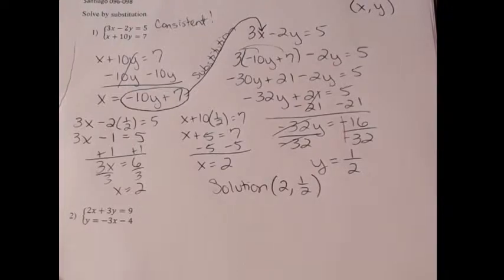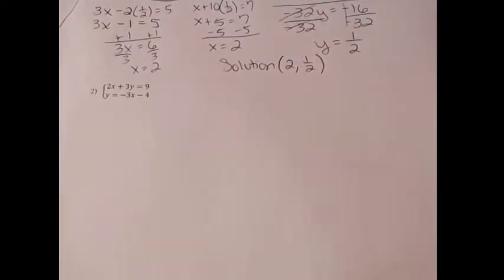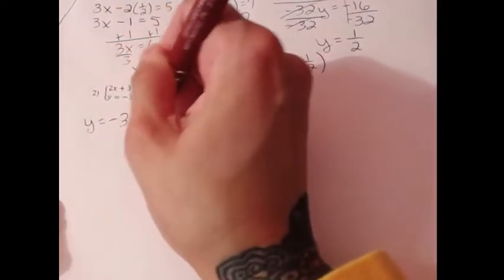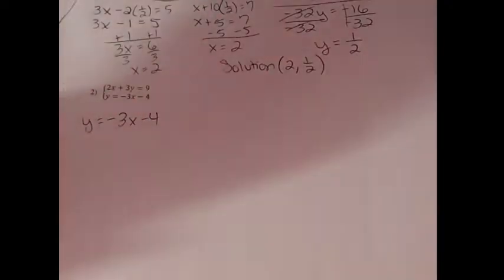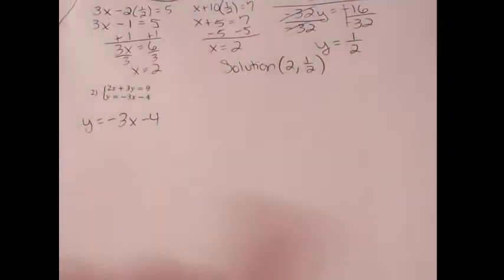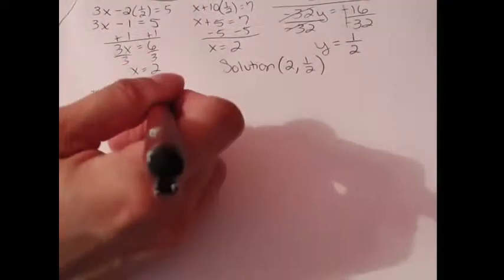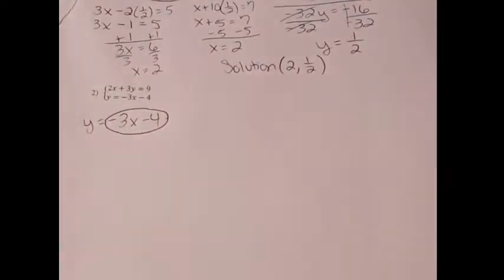All right. Take a look at number 2. For number 2, we have 2x plus 3y is equal to 9. And then we're gifted y is equal to negative 3x minus 4. So I'm going to rewrite y is equal to negative 3x minus 4 because y is already by itself. That takes care of step number 1. Step number 1 was isolate one of the variables. Well, the beauty about this particular system is it was done for us. So I'm going to circle that negative 3x minus 4.